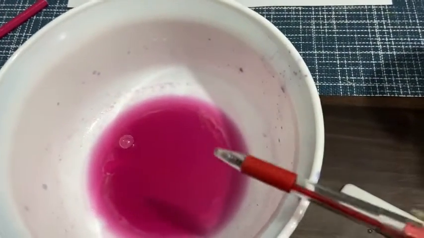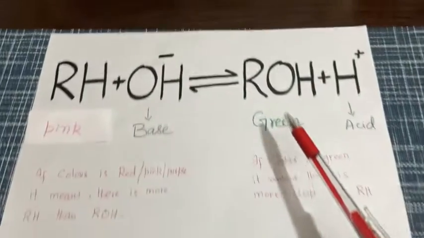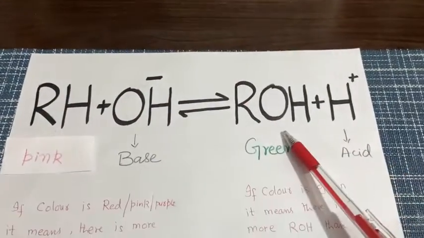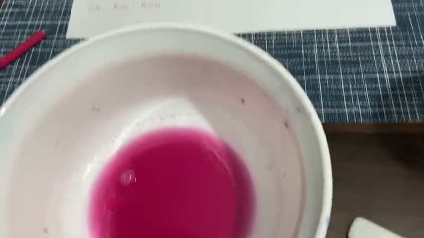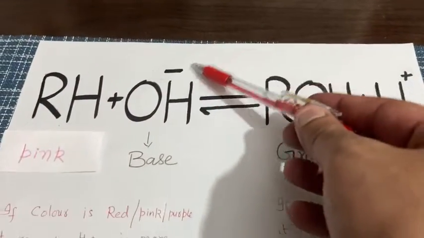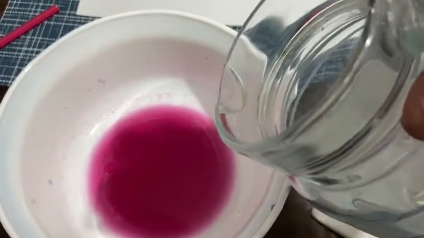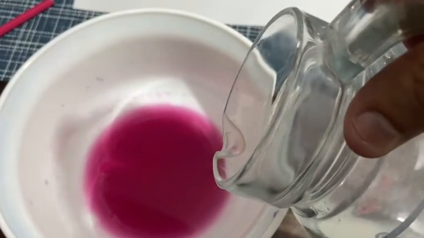But why is the color of this solution pink instead of green? It means in this solution, there is more RH as compared to ROH. Now, I am going to add extra hydroxide ion into this solution. This is the solution of hydroxide ion, and I am going to add it now.